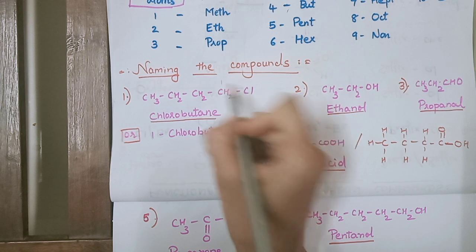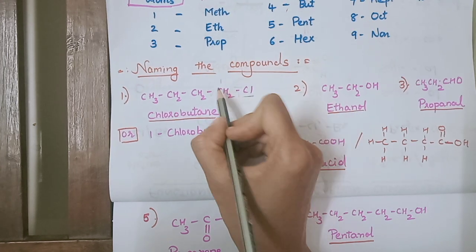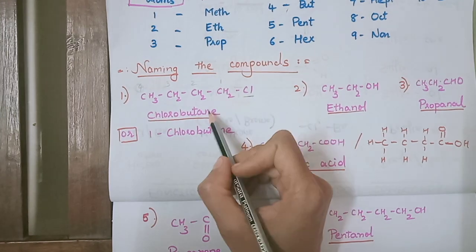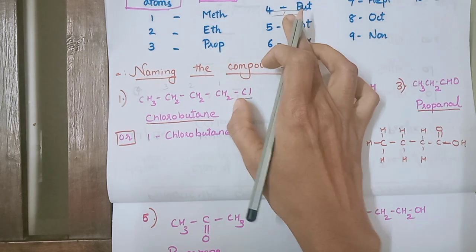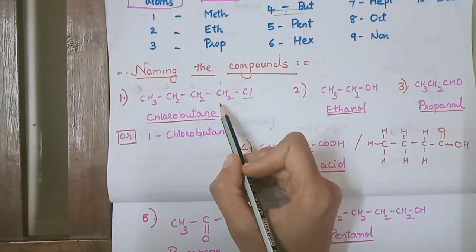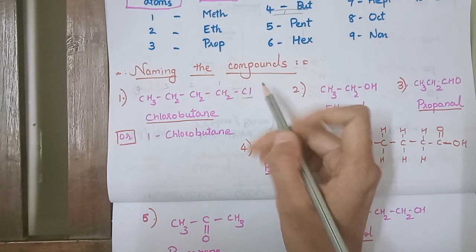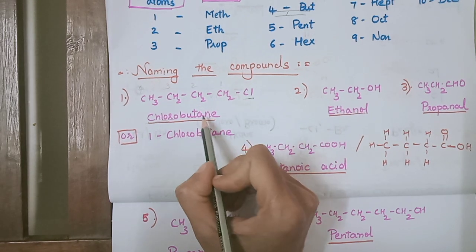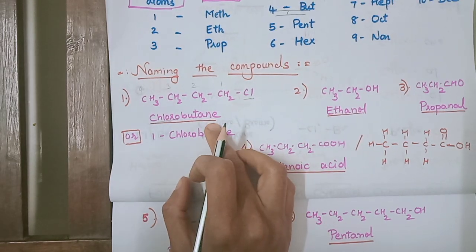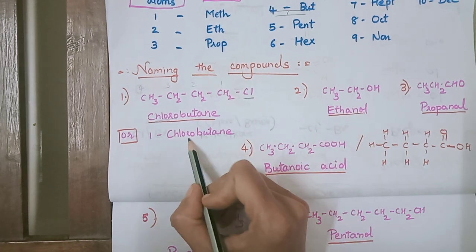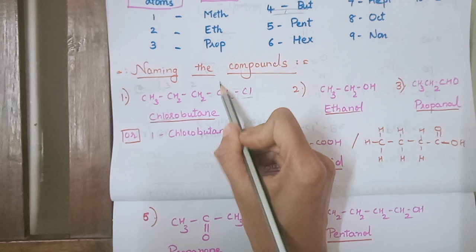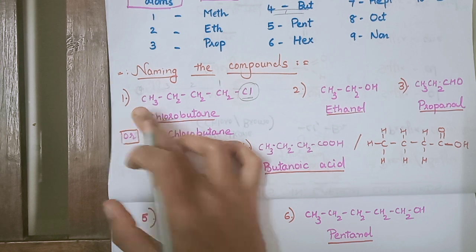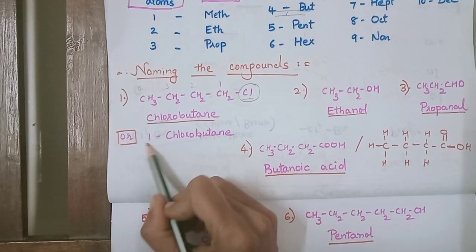Now let's count the number of carbon atoms. I'll start from here. This is not carbon, this is chlorine. So 1, 2, 3 and 4. Total 4 carbon atoms. That means the word but has to go with it. For haloalkanes, I have said that the prefix has to be used. So the prefix is chloro, and 4 carbon atoms are there, therefore it is known as chlorobutane. Or it could also be named 1-chlorobutane, 1 just because this chlorine is attached to the first carbon in this compound. This goes with the IUPAC name.